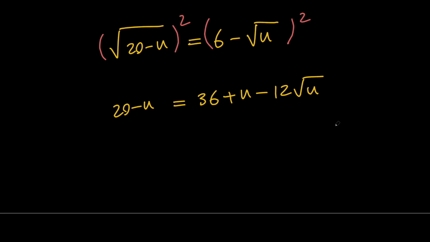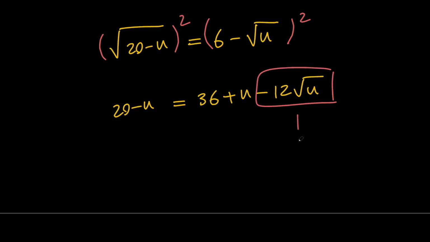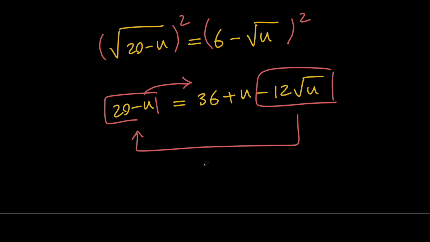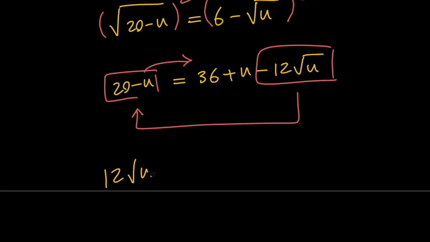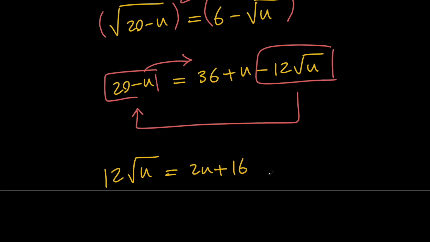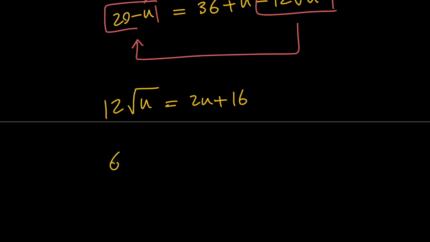So we have a square root on the right-hand side. Let's isolate this by moving this to the left-hand side and moving this to the right-hand side. So we're going to get 12 times the square root of u equals 2u plus 16. Now we can simplify this by dividing both sides by 2. So if we do that, we're going to get 6 times the square root of u equals u plus 8.